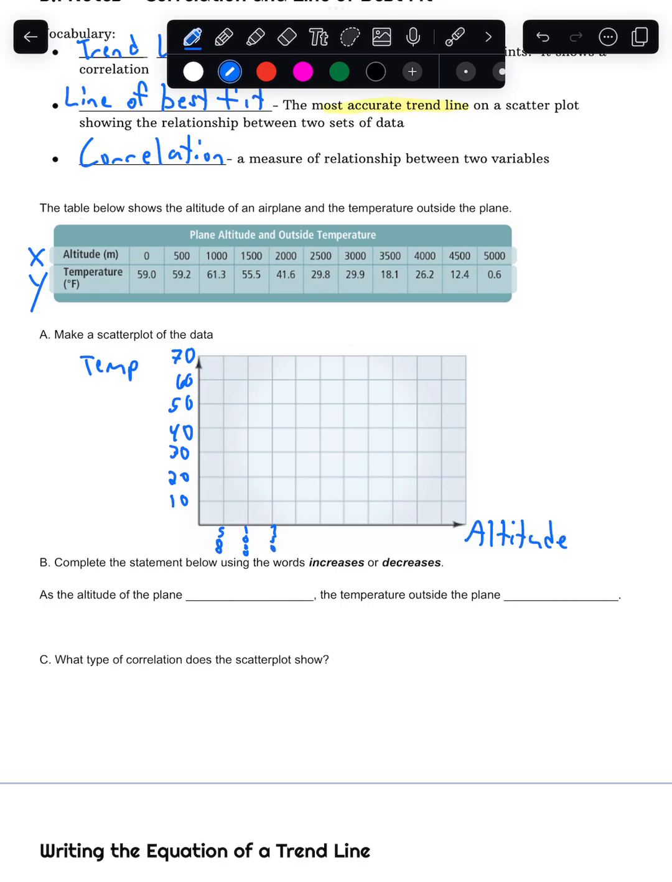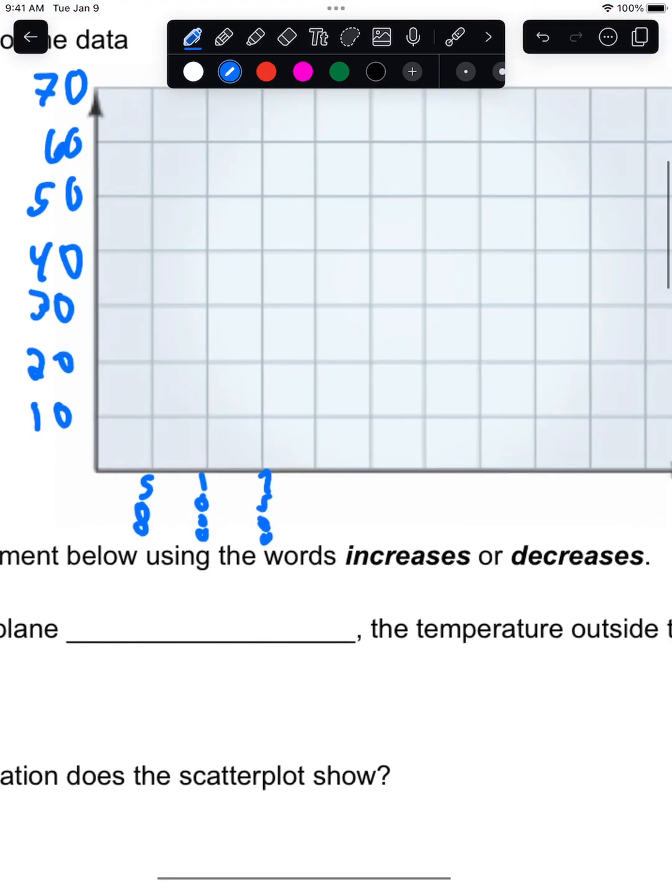So let's do 500, 1,000, 1,500, hopefully you can sort of see that, 2,000. You might have a better way to do this than I'm doing it. It's kind of hard to read there, isn't it? But that's 2,500.